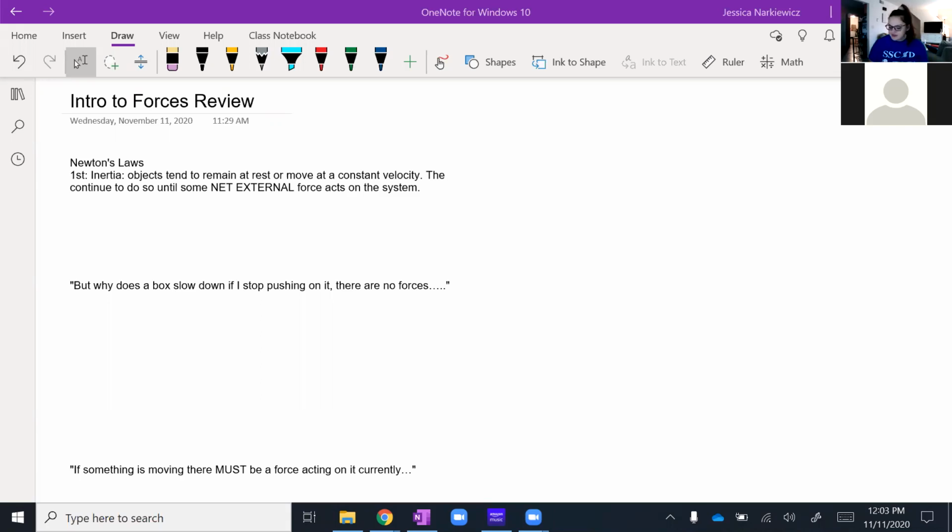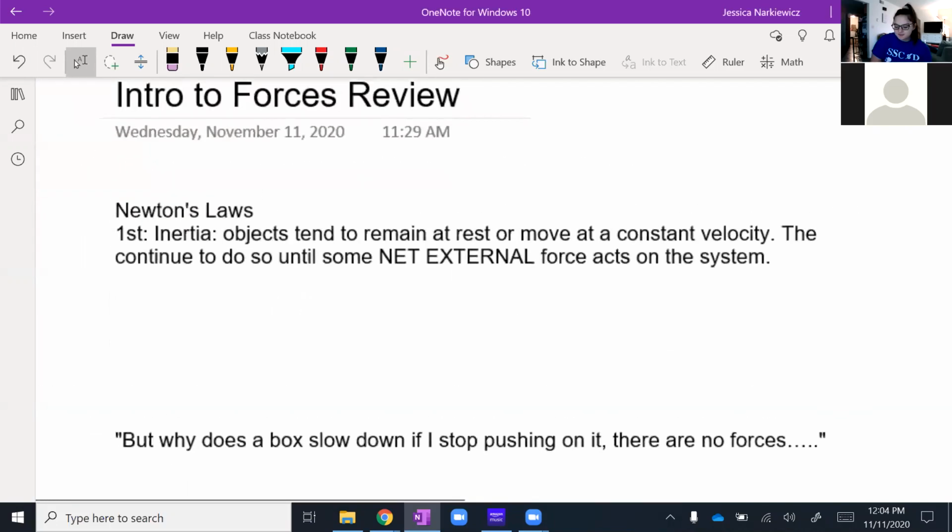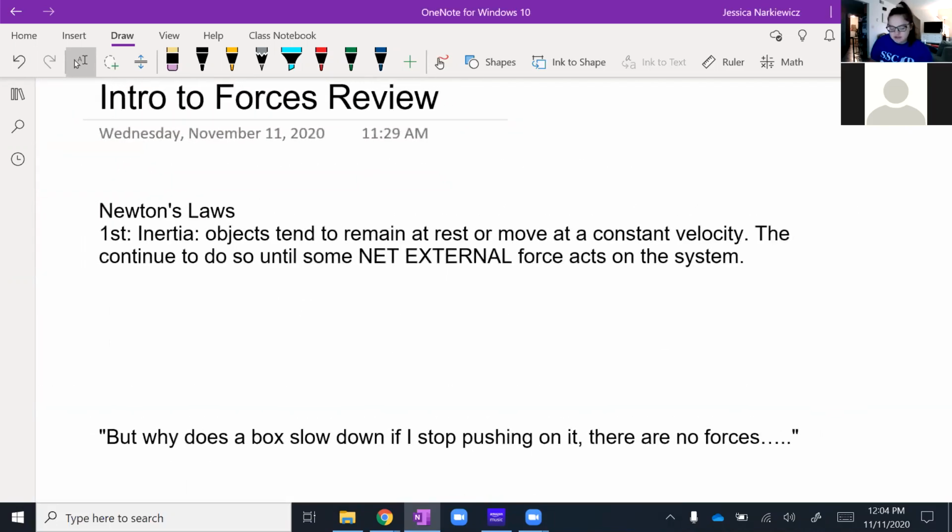Okay, so first things first, we're going to talk about Newton's laws of motion. Now, you don't necessarily need to memorize these laws word for word. You just need to know in general, what is the first law talking about? What's the second law talking about? What's the third law talking about? Okay. So the first law, oh, and I am sharing my screen, perfect.